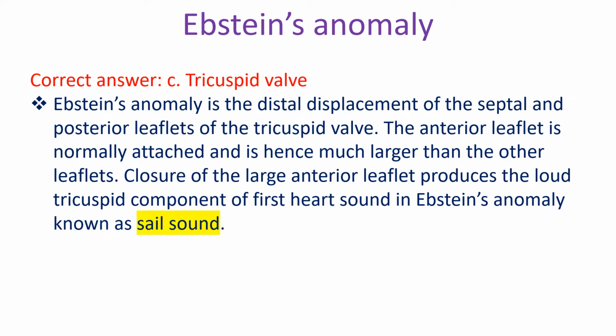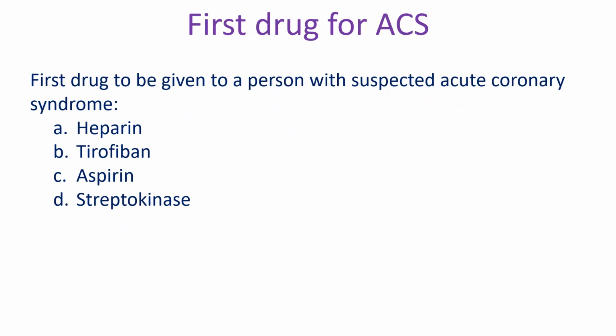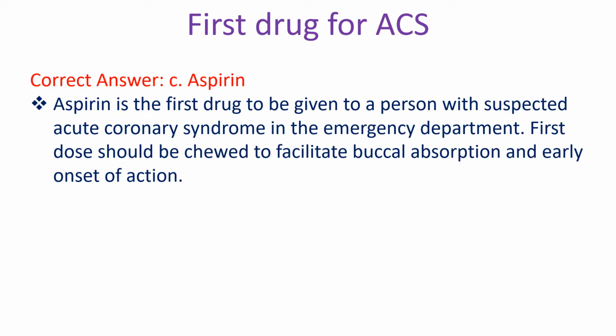sail sound. First drug to be given to a person with suspected acute coronary syndrome: A. Heparin, B. Tirofiban, C. Aspirin, D. Streptokinase. Correct answer C. Aspirin. Aspirin is the first drug to be given to a person with suspected acute coronary syndrome in the emergency department. The first dose should be chewed to facilitate buccal absorption and early onset of action.